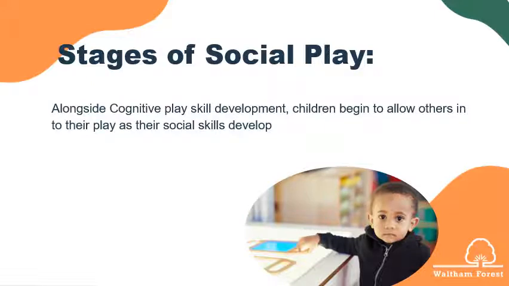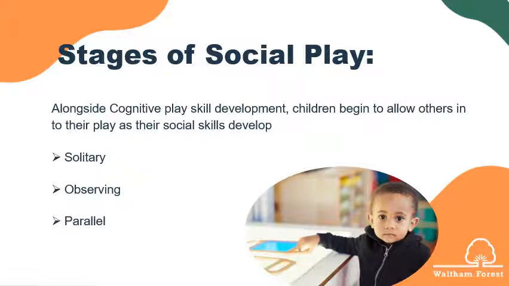Alongside cognitive play skill development, children begin to allow others to join in with them and play in more of a social way. So initially children will play solitary by themselves, between the ages of about 0 to 1 years. And then they start to observe other children more and be more interested in what's happening around them and what other children are doing, usually between the ages of about 1 to 2.